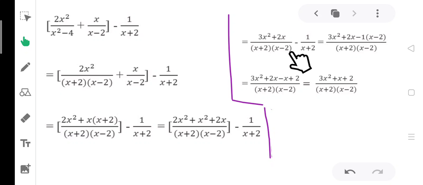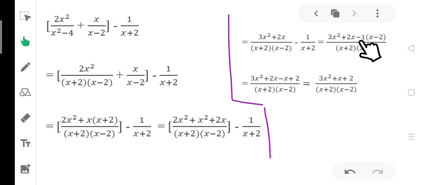Divide by this one, so that's equal to 1, multiplied by the numerator, 3x squared plus 2x. So that is 3x squared plus 2x. And then this LCD, x plus 2 times x minus 2, divided by x plus 2, that is x minus 2, multiplied by 1. So we have this one.